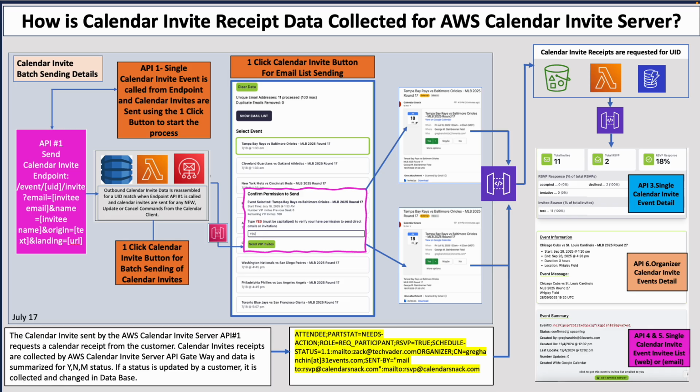So we're collecting millions of calendar receipts, and visually we can look at API number 3, API number 6, and APIs 4 and 5 that we collect and summarize on this page for detailed calendar receipt information.